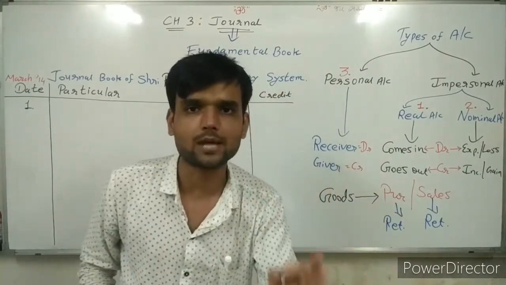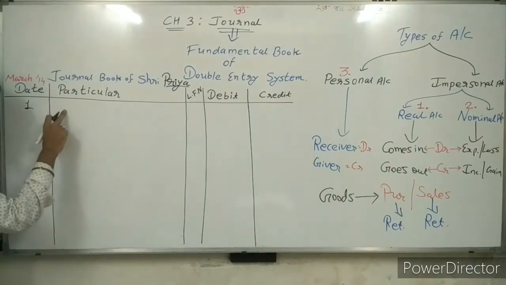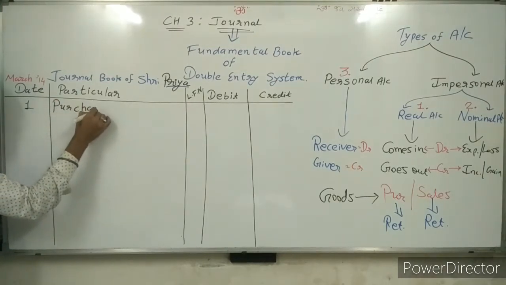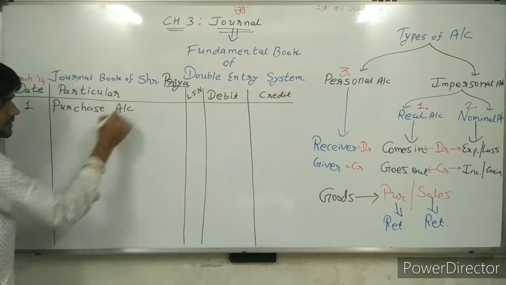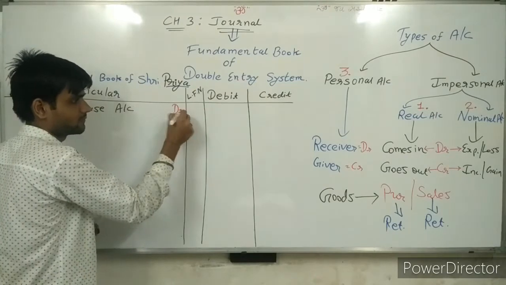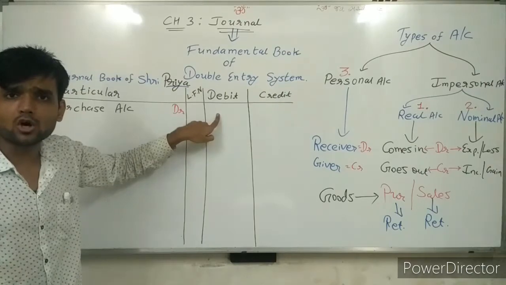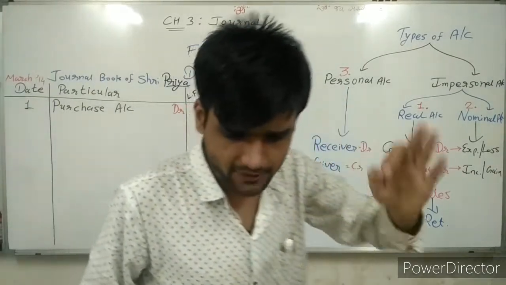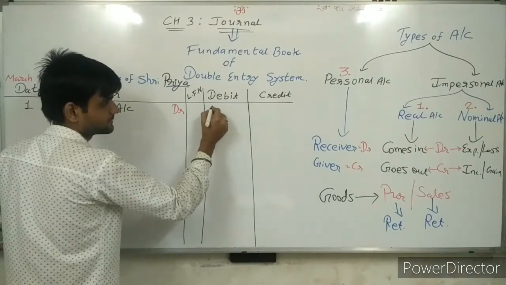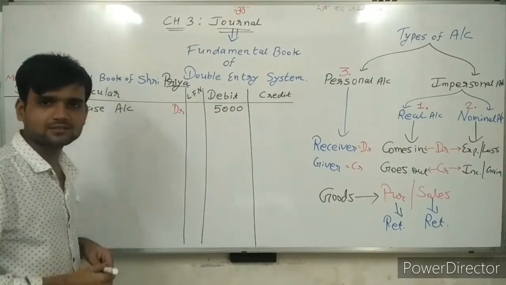So the purchase account is debited. So on date 1, here I am writing purchase account debit. Purchase account debit. What is the amount of purchase? The amount is given, 5,000 rupees. So here I am writing 5,000 rupees. Simple.